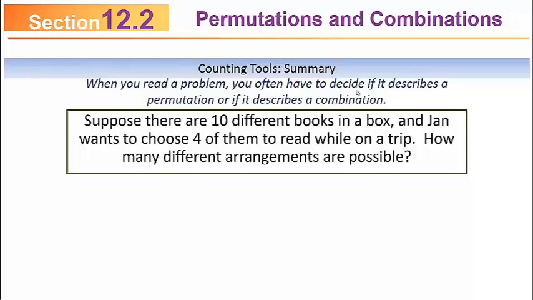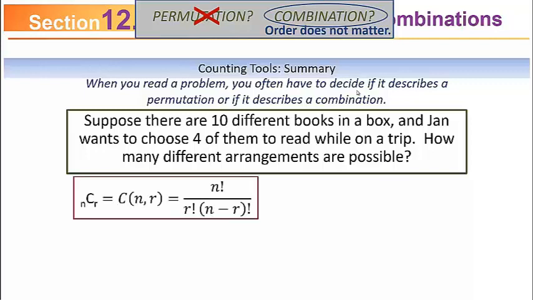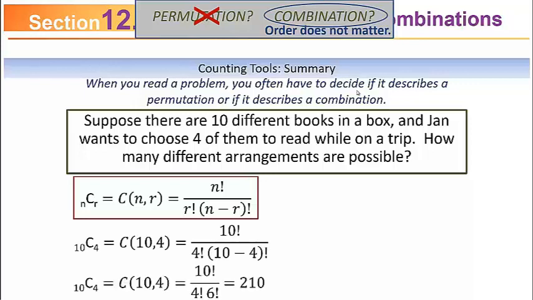Order doesn't matter at all. The order she picks those books is totally irrelevant to Jan. That means it's a combination. Again, if you get that wrong, you're going to get the answer wrong. It's a combination because order does not matter. Once you figure that out, you use the combination formula, again plugging 10 in for N and 4 in for R, and you end up with 10 factorial over the product of 4 factorial and 6 factorial, and that comes out to be 210.